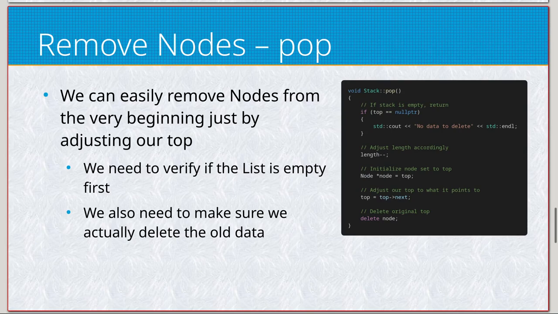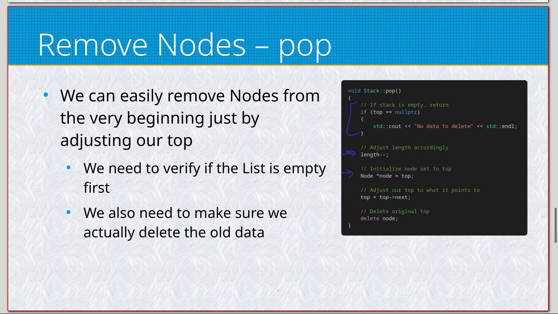Now for popping, this is removing data. So just like with a linked list, we need to make sure it's not empty. If it's empty and we try to delete something, you're probably going to hit a seg fault and have a bad time by trying to access memory that isn't there. So do a check to make sure it's not empty and you should be good to go. And then for this, we want to simply decrement the length.